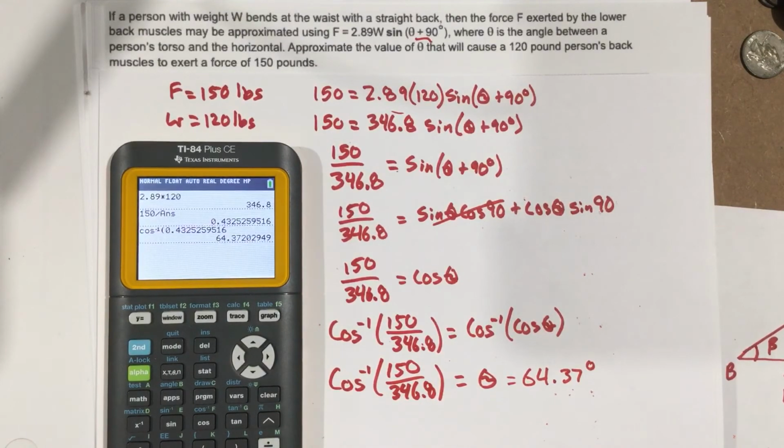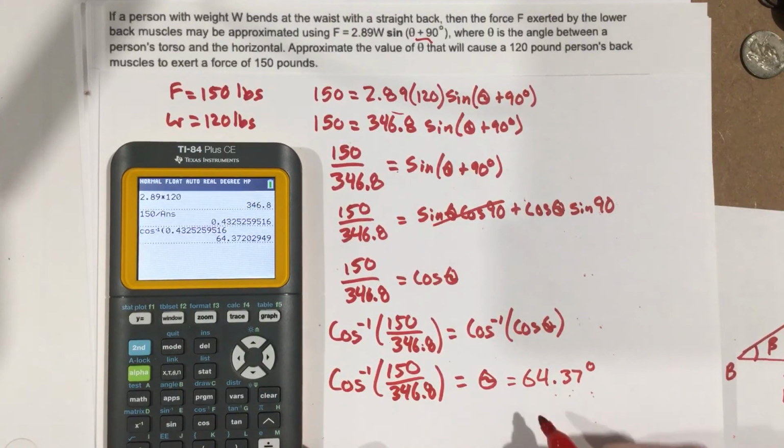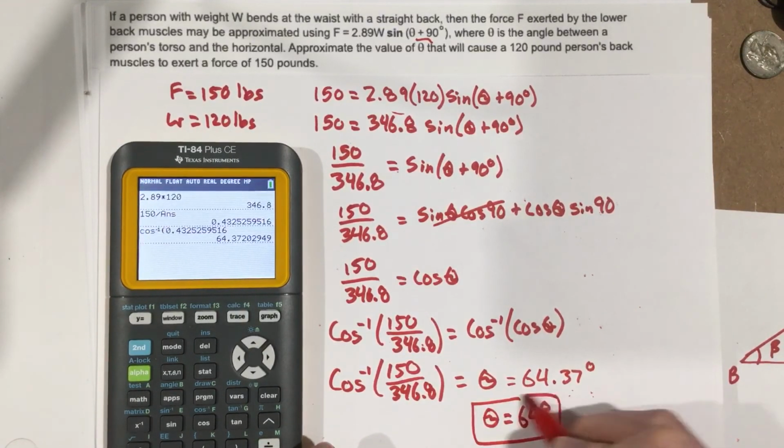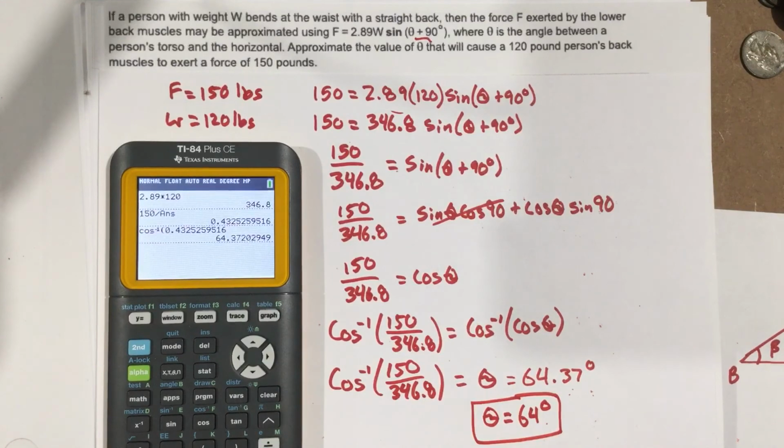Remember, that's the angle from our torso to the ground. Like we've bent over a little bit. We haven't bent over a ton, but that's the angle there. Now, 64.37 degrees. They tell us in the problem they actually want it to be rounded to the nearest degree, so that's 64 degrees for our answer. Hope that makes sense.